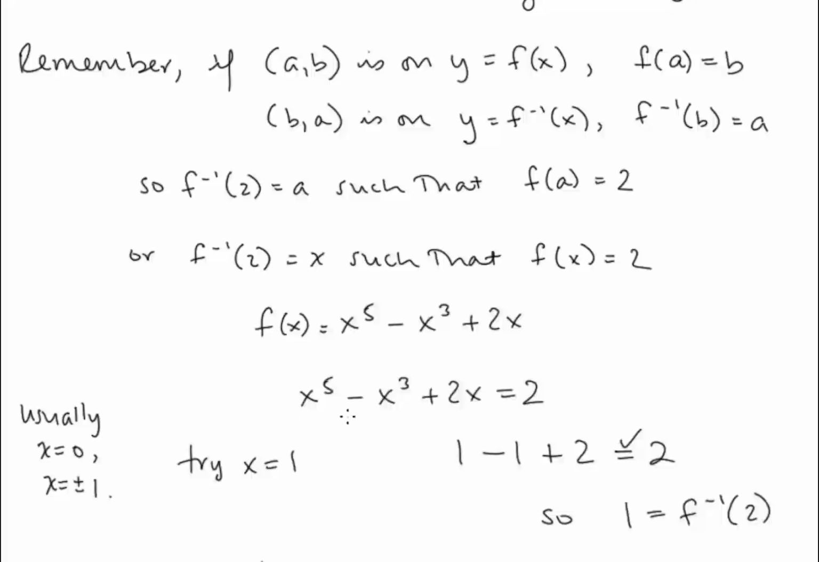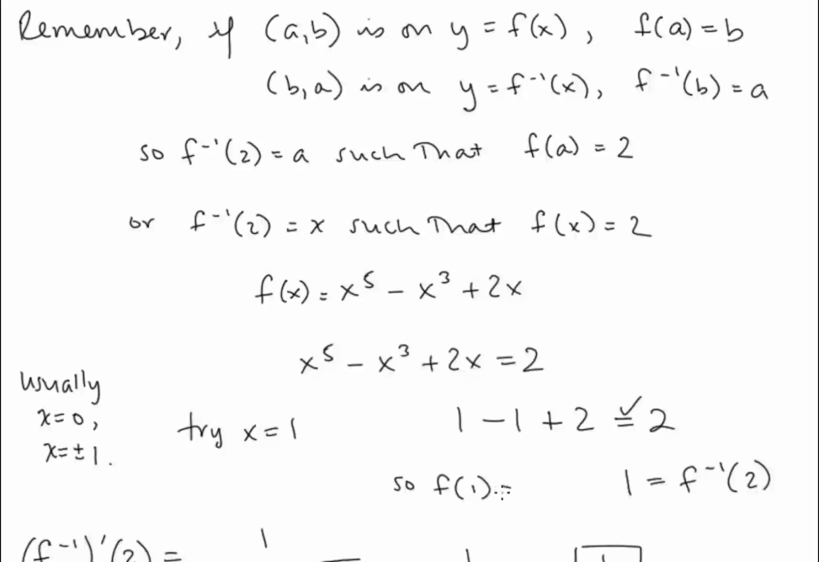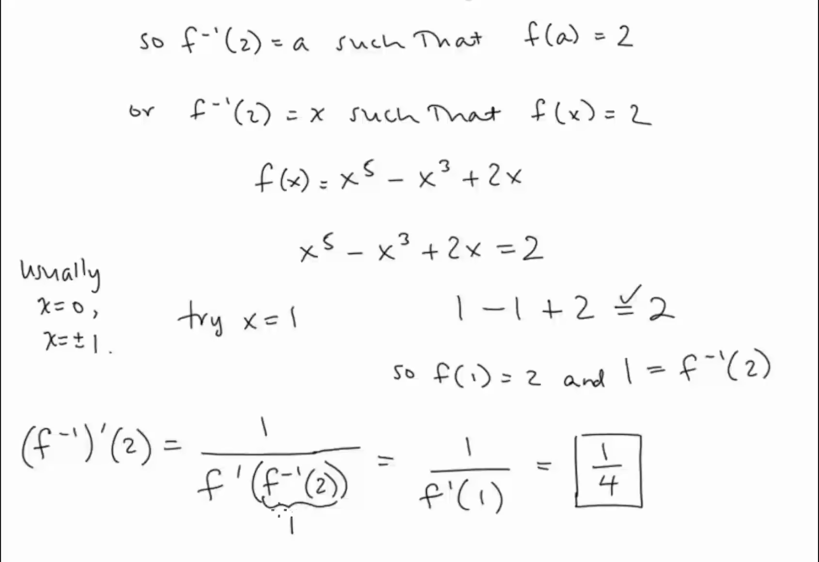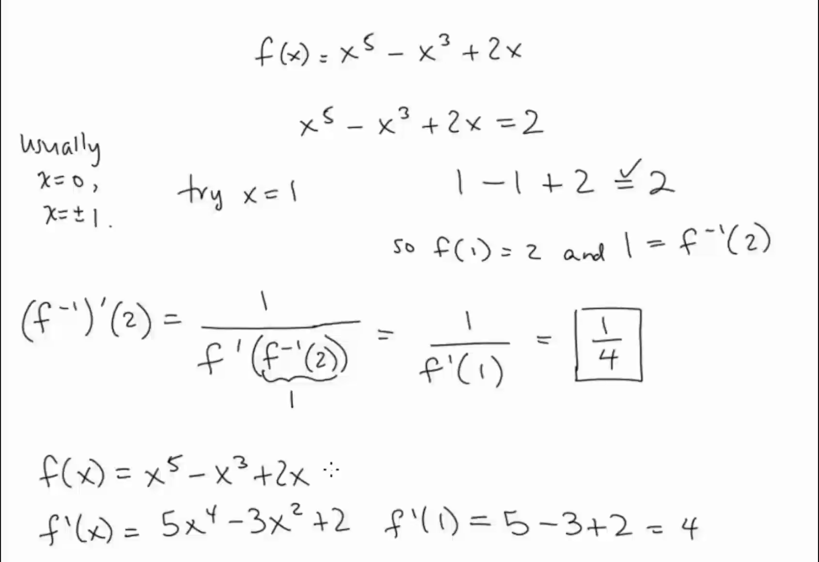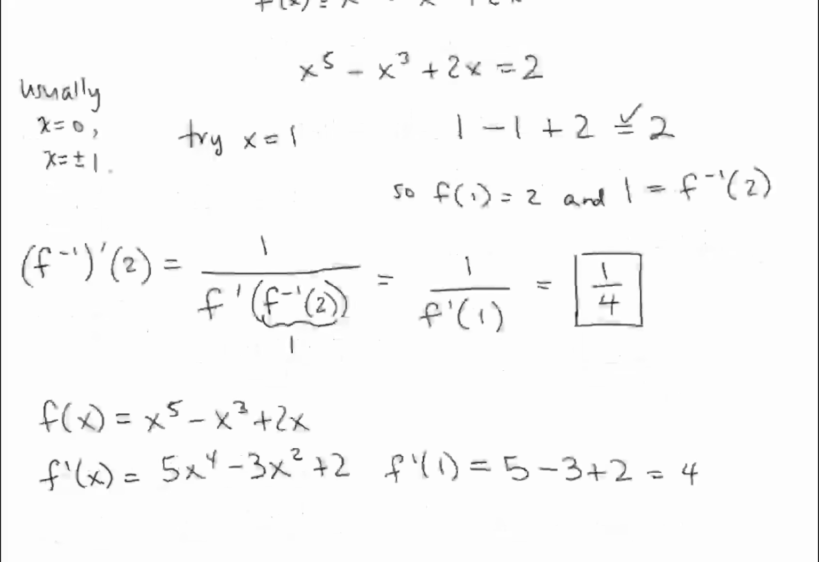In this case, we see when x is equal to 1, we get f of x is equal to 2. So f of 1 is equal to 2, and 1 is equal to f inverse of 2. So that tells us we can put a 1 in here. Now we need f prime of 1. Okay, well here's f of x, so here's f prime, plug in 1, we get 4. So 1/4 is the derivative we're looking for. And with this, we'll conclude our lesson on inverse functions.